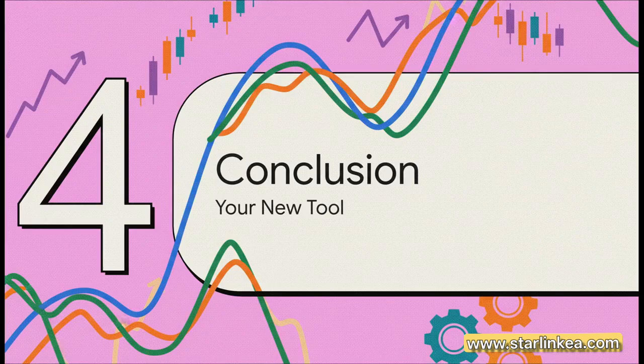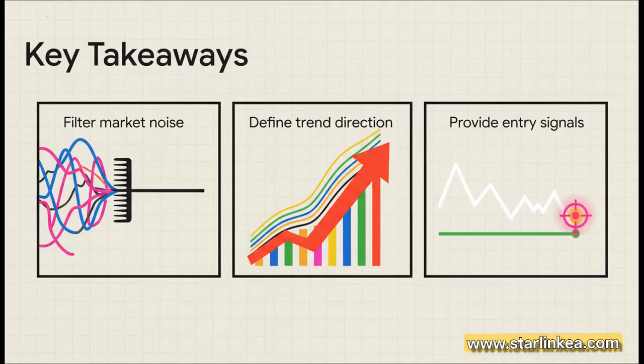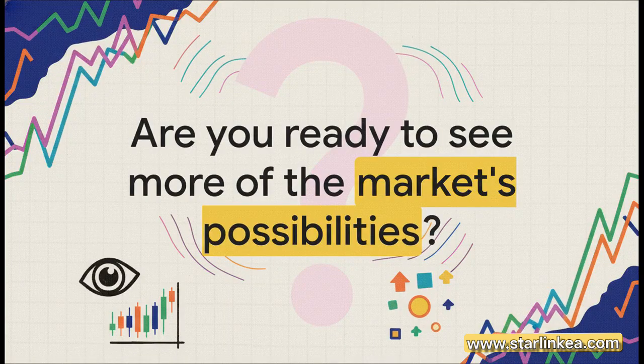All right, so let's bring it all home and quickly recap what we've learned today. You've basically just added a brand new tool to your analytical toolbox. So here are the big takeaways. First, moving averages are awesome for filtering out all that market noise and giving you a much cleaner picture. Second, they give you a really clear, objective way to see which direction the trend is heading. And finally, like we saw with the first theorem, they can help you pinpoint some really high probability moments to enter a trade.